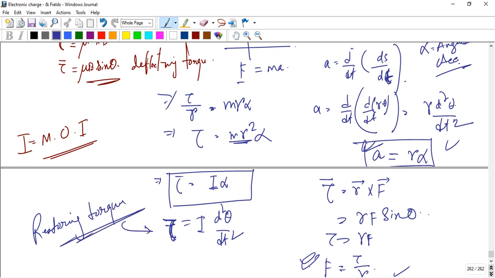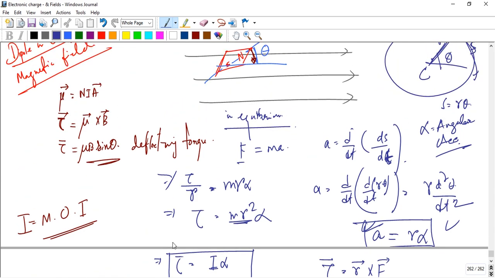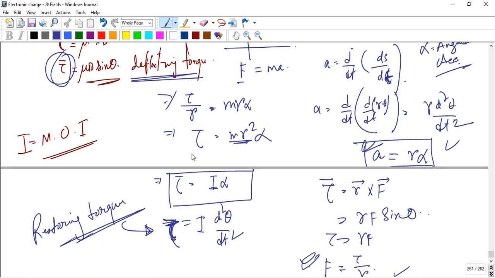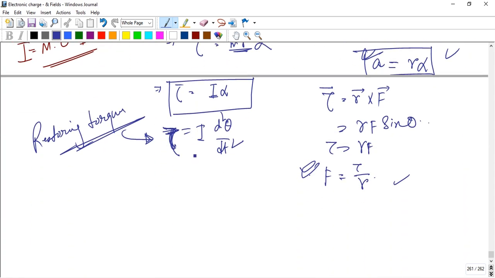Okay, this is the restoring torque, and this is the deflecting torque. Both are in opposite directions, so there is a minus sign here. So the final expression we get, obviously with a minus sign present here, is I d2 theta dt2 equals minus mu B sine theta.